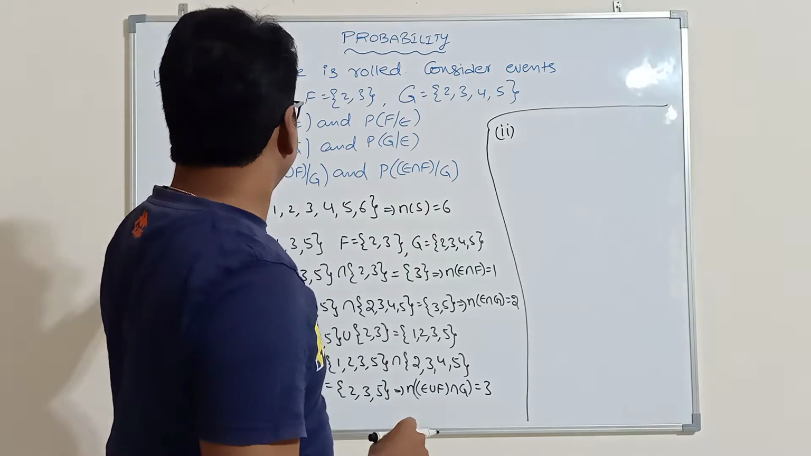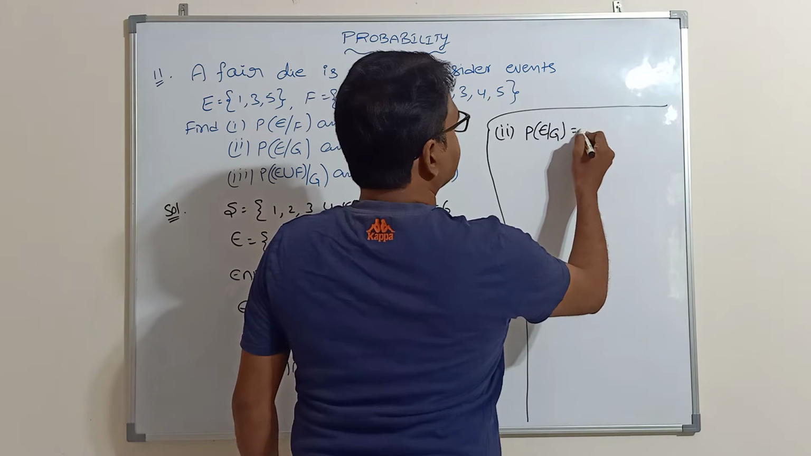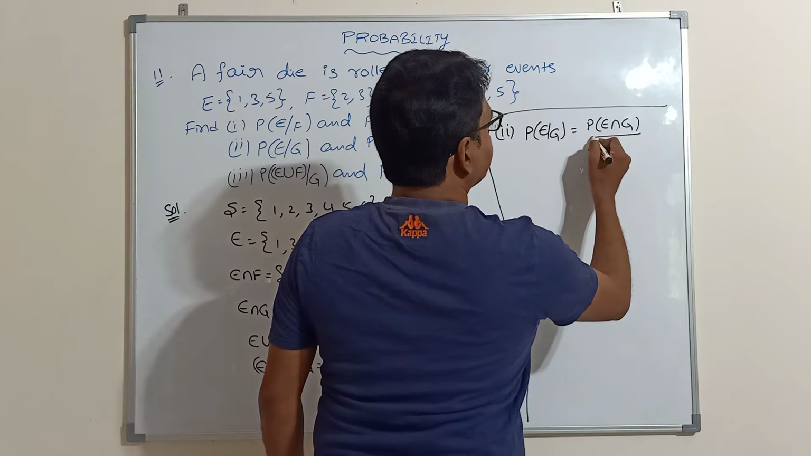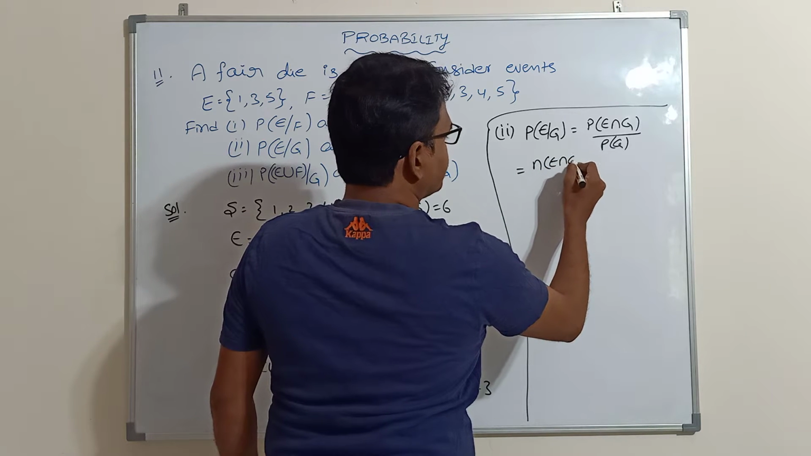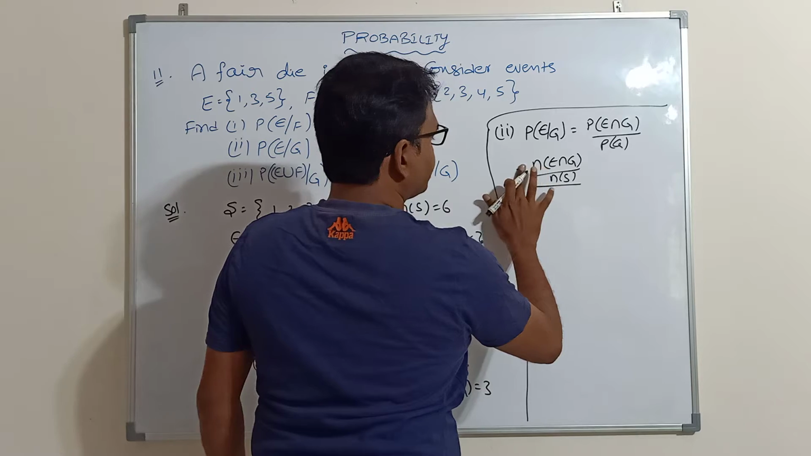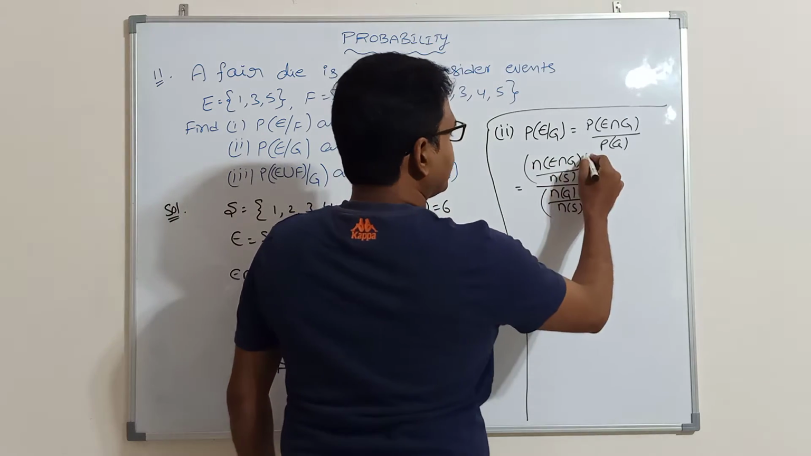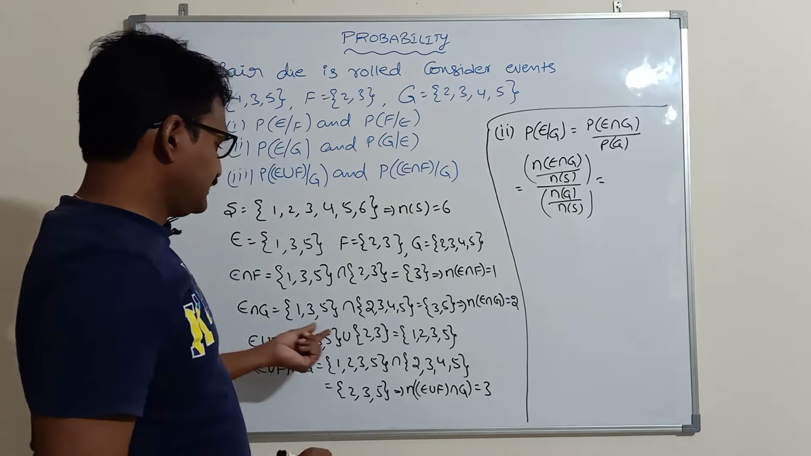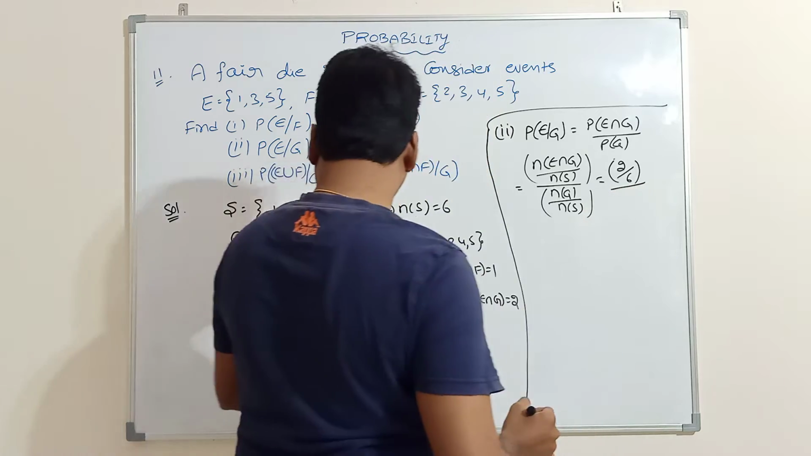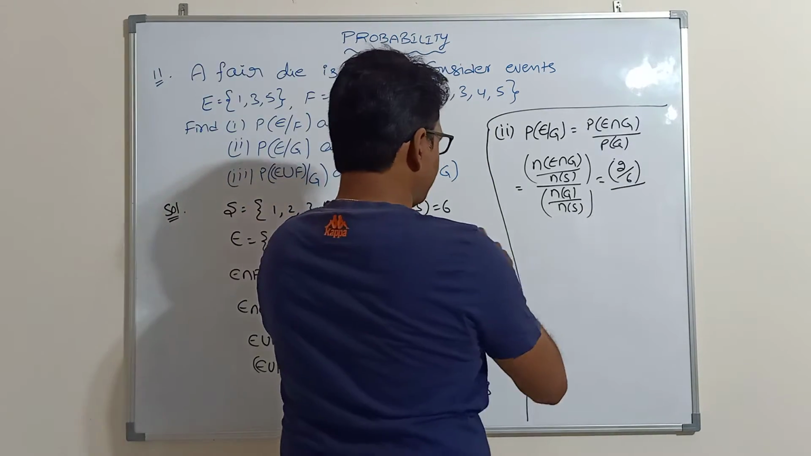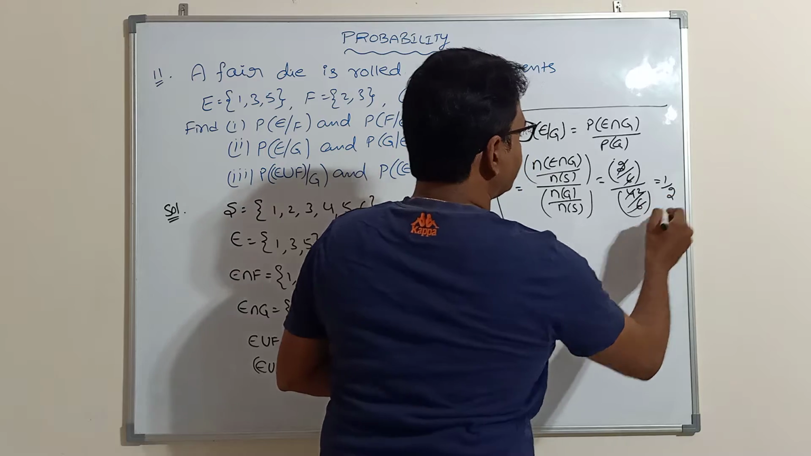Next, second question is P of E given G. That means P of E intersection G by P of G. P of E intersection G means N of E intersection G by N of S, by N of G by N of S. N of E intersection G, how many elements are there? 2 out of 6, by N of G. The number of elements in set G: 1, 2, 3, 4. 4 by 6. 6 gets cancelled, 2 times gets cancelled. So answer is 1 by 2.